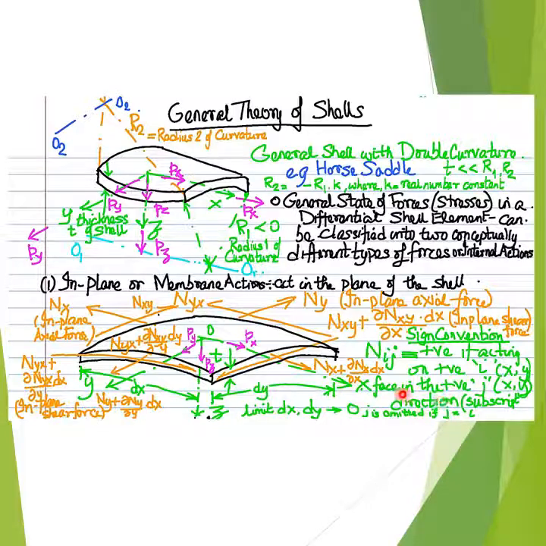In case the subscript j is equal to the subscript i, as in case for the internal action Nx acting on the positive x face of the differential shell element and in the positive x direction, thus resulting in both j and i being x coordinate, the second subscript j is dropped or omitted for sake of briefness.